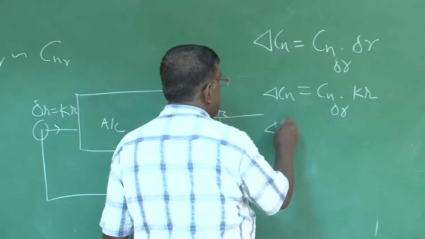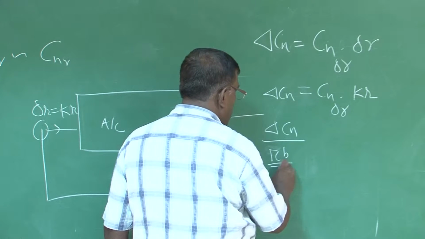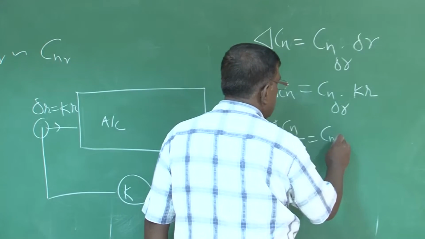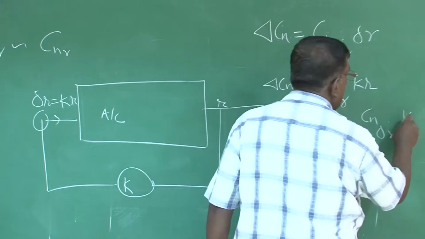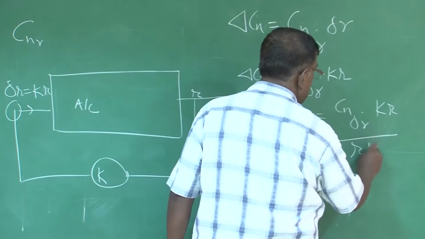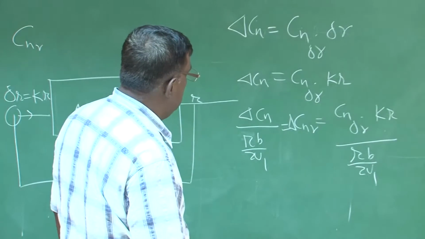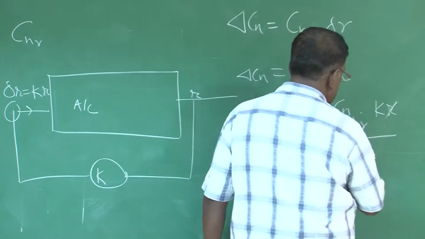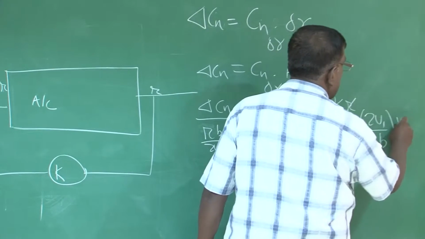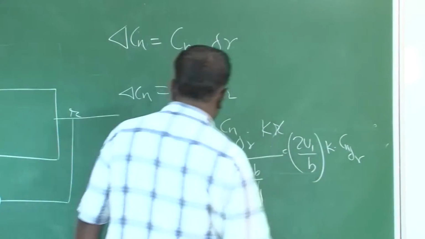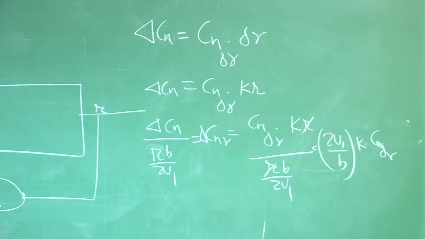So I divide delta Cn by Rb by 2u1 to get CNR additional, that is equal to Cn delta R KR divided by Rb by 2u1, right? So this R gets cancelled, so you have 2u1 by b K into Cn delta R. So that is the additional CNR you have to generate through SAS. So it is very simple now.